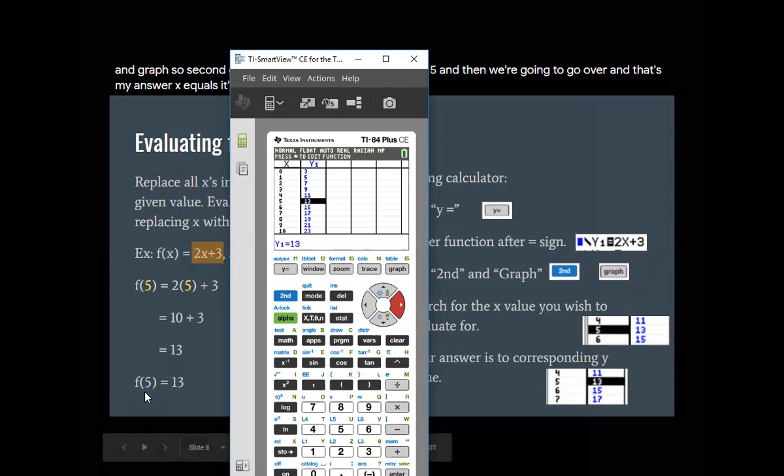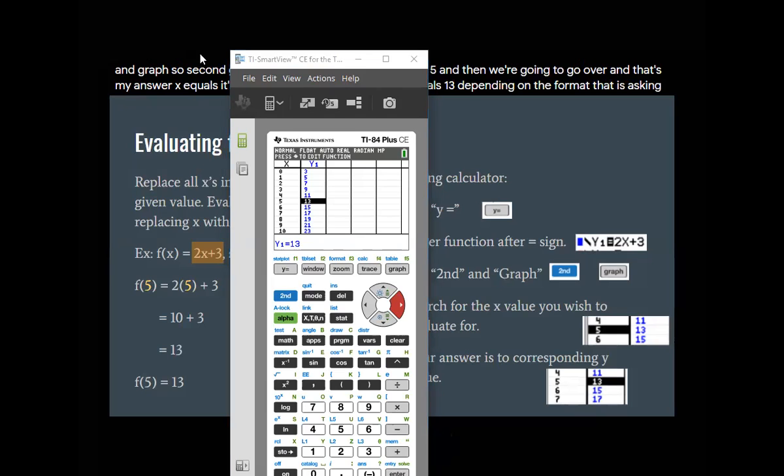It's going to be f of 5 equals 13, or y equals 13, depending on the format that it's asking. So I'll do a couple more practice problems so you can see me using the calculator. So let me go ahead and put my calculator aside.